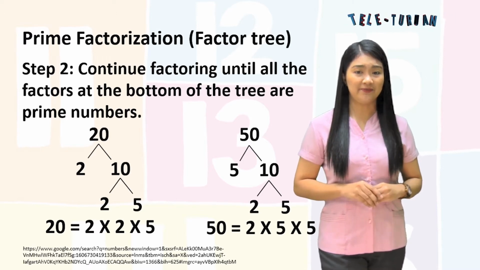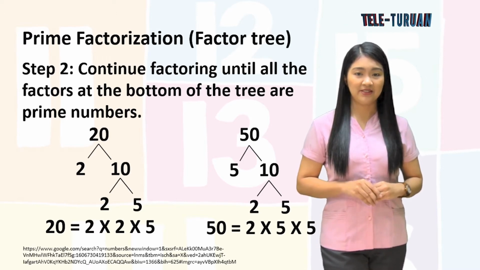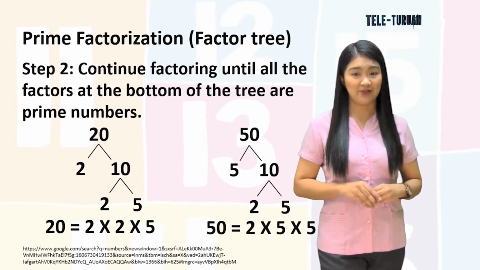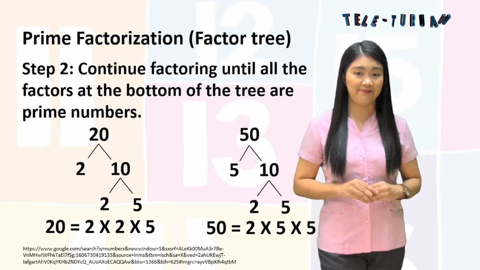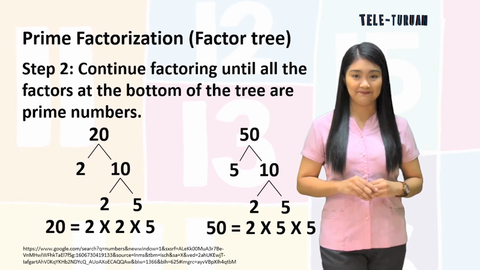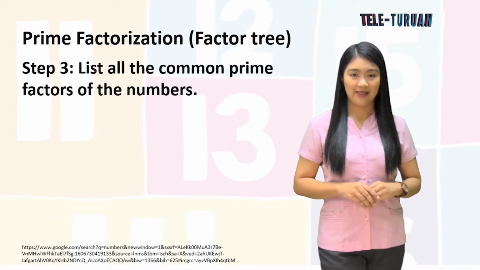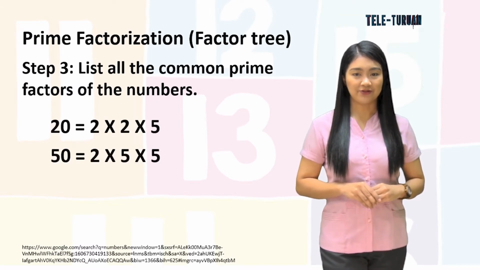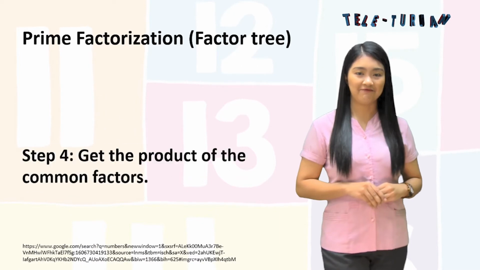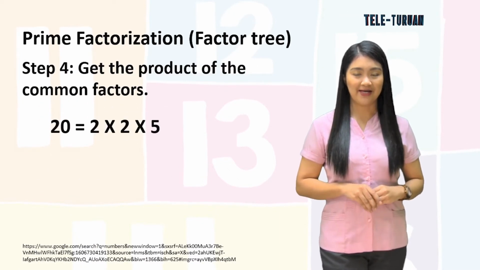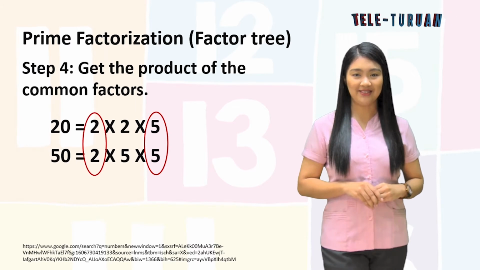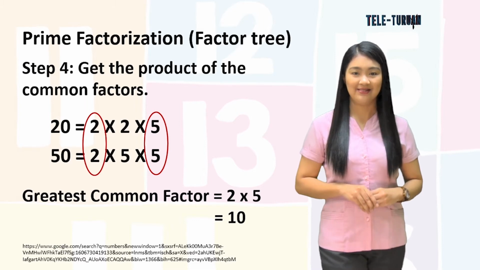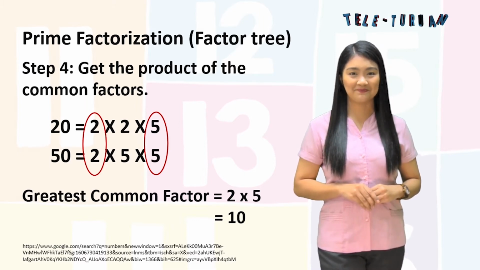We will not use the other prime factor 2 of 20 because it does not have a pair with the prime factors of 50. And we cannot use the other prime factor 5 of 50 because it does not have a pair with the prime factors of 20. Step 3. List all the common prime factors of the numbers. The common prime factors are 2 and 5. Step 4. Get the product of the common factors. 2 times 5 is equal to 10. The greatest common factor or GCF is 10. The answer to the problem is 10 packs.